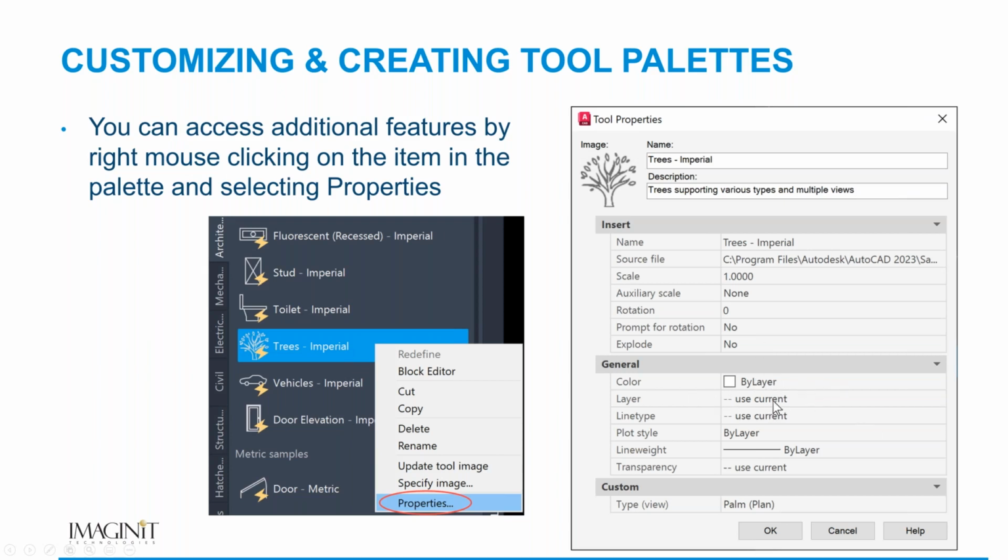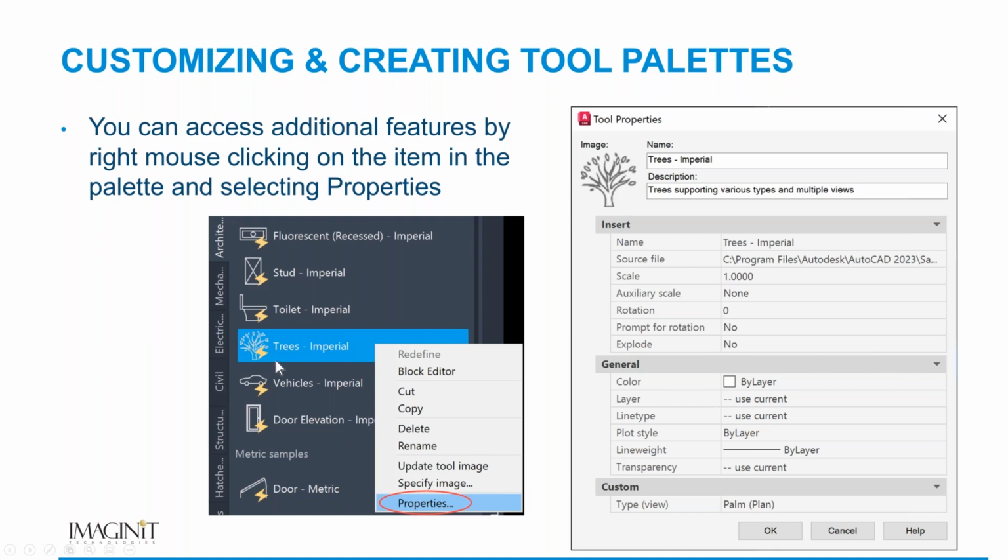Color is going to be by layer, linetype is use current, plot style. You can actually change this information. So if you want trees to always come in on an A-tree layer or a C-tree layer or something like that, you can specify that layer as long as it's in the drawing when you create the tool palette. You can set that layer and whatever layer properties it has. If that layer does not exist in your drawing, when you insert this block it'll automatically create that layer and put the block on it.